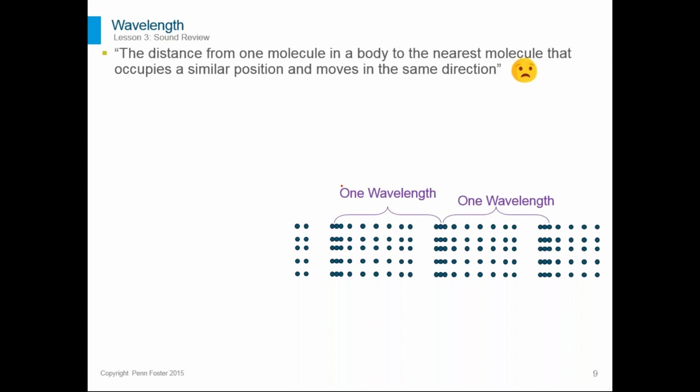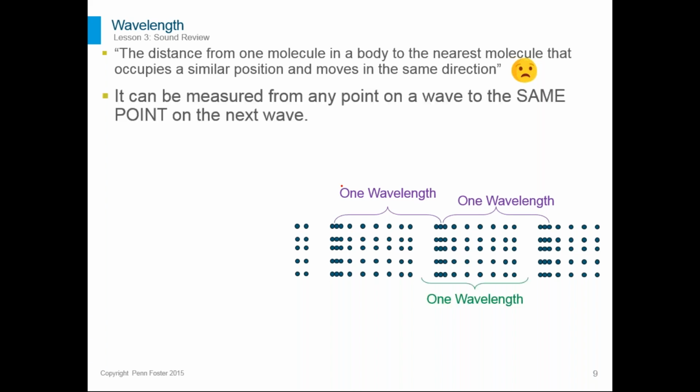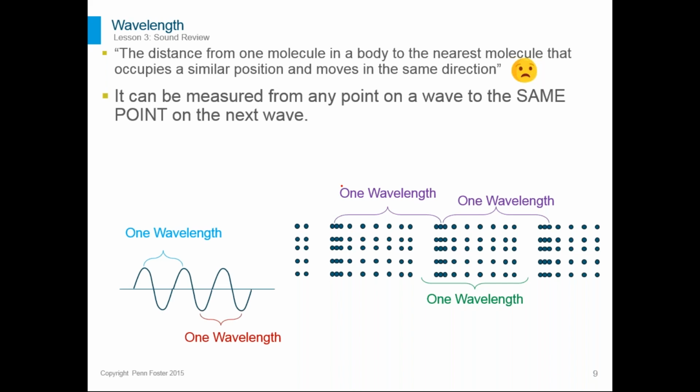We could also start at the rarefaction and measure from there to the next rarefaction. As long as you're taking any point on a wave and measuring to the same point on the next wave. And for a transverse wave, you could also measure wavelengths, so from one crest to the next crest, or from one trough to the next trough. Okay, from one point on a wave to a similar position on the next wave.